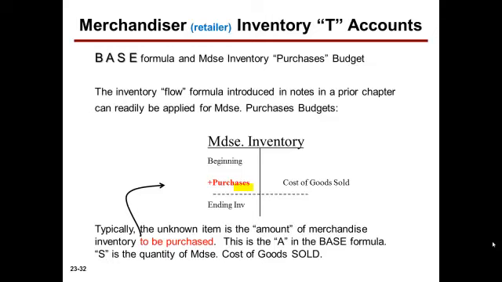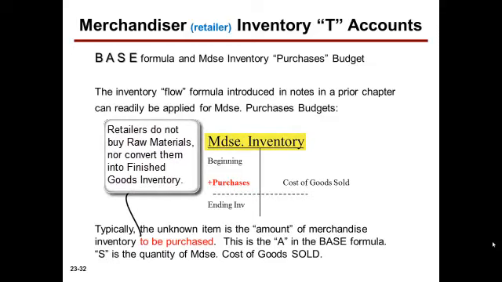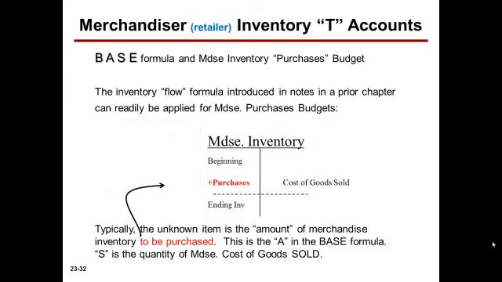Review illustration for a merchandiser or retailer. The key inventory count is merchandise inventory. An inventory flow formula introduced in notes in prior chapters and in this chapter for manufacturers applies here as well. Typically, the unknown is the amount of merchandise inventory to be purchased. This is the A in the base formula. A merchandise inventory count is similar to a finished goods inventory count for a manufacturer.